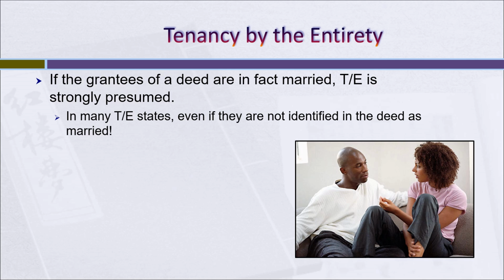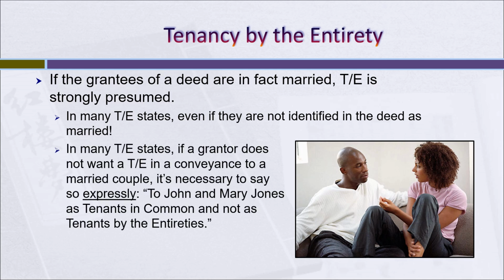What that means is that even if they're not identified in the deed as married or as receiving a tenancy by the entirety, that's what they will get. So if you're in a tenancy by the entirety state and a grantor doesn't want a tenancy by the entirety in a conveyance to a married couple, they'd better say so expressly. They'd better exclude the possibility of a tenancy by the entirety by saying something like, to John and Mary Jones as tenants in common and not as tenants by the entirety. You've got to make it clear.